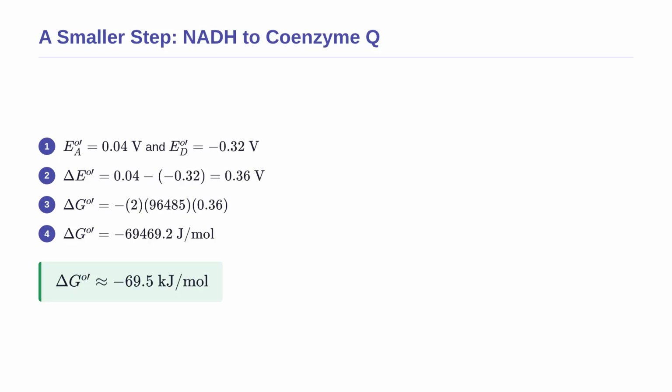Now that we have proven how the math works, let us look at a smaller, more realistic single step within the cell. Instead of dropping all the way to oxygen, NADH donates electrons to coenzyme Q. The potential for coenzyme Q is positive 0.04 volts. We subtract the NADH potential, giving us a much smaller voltage difference of 0.36 volts.